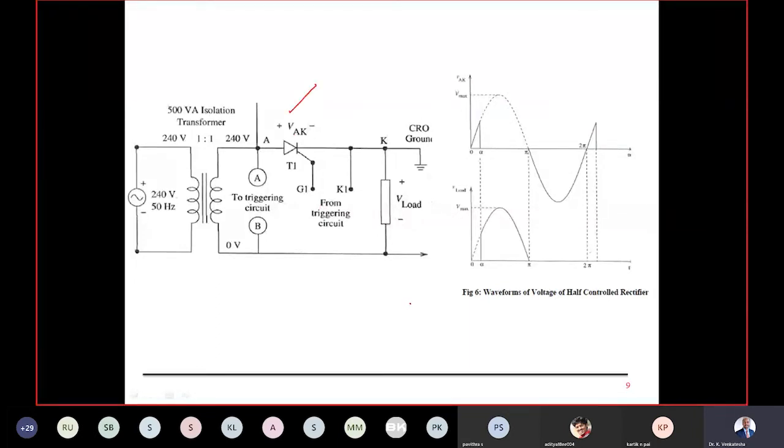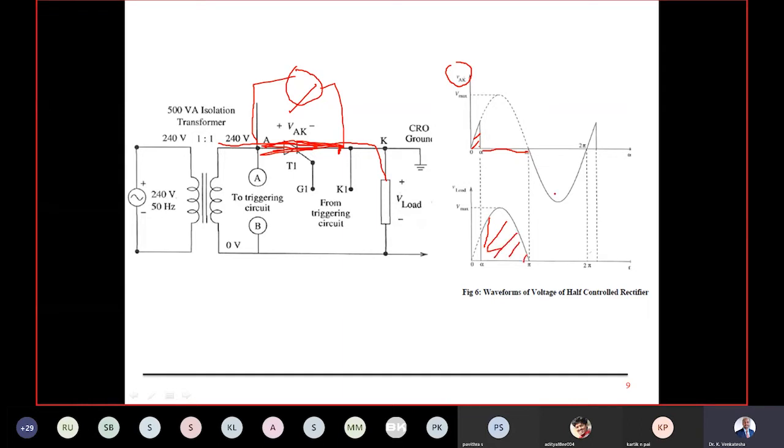Very simple thing: if you take VAK, the drop across my switch, it means that I put one CRO across my A and K points. I'll see what waveform I'm going to get there. Since the switch is open, the supply voltage will be available across the switch. This is nothing but the area available across the switch. The moment the switch is turned on at alpha, the drop across the switch will be 0. That time, it works like a wire connecting my supply to the load. So the supply voltage is equal to the load voltage. The remaining area of my sine wave will be available here.